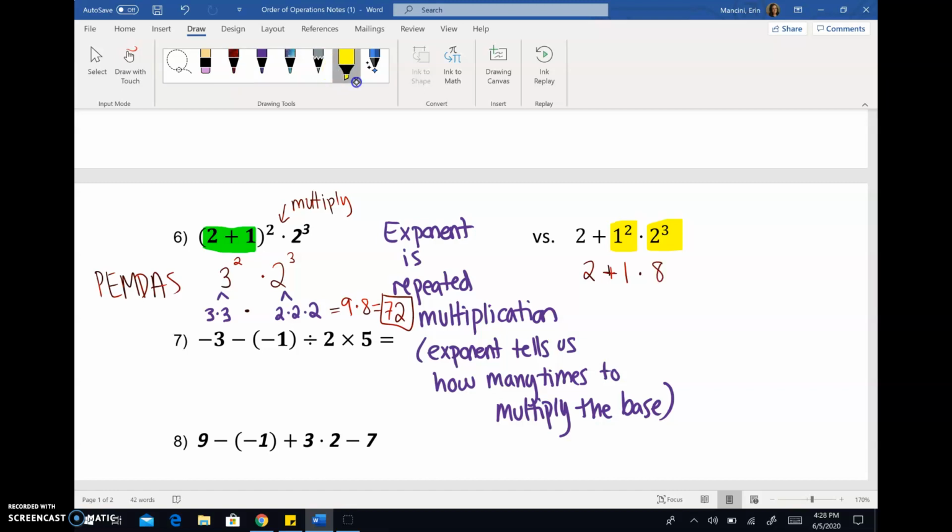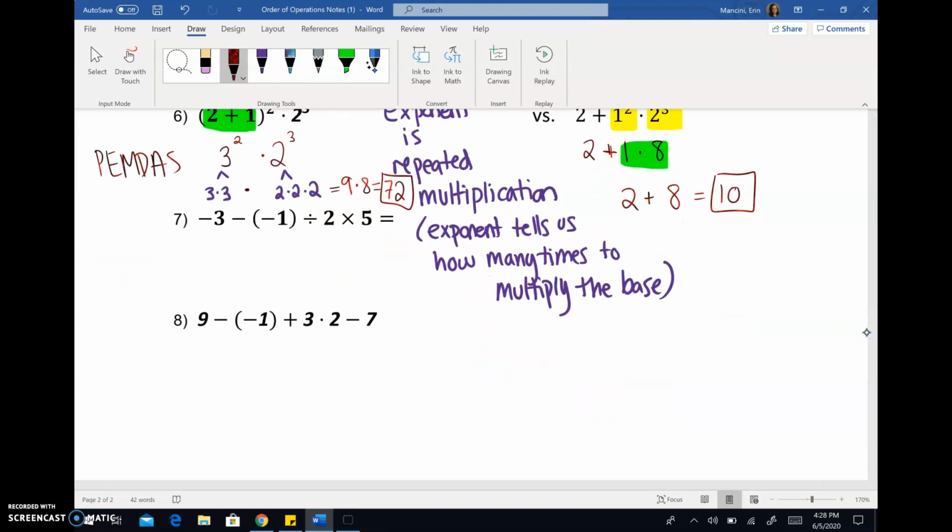Okay, then after you do that, well, multiplication comes before addition. So you're going to do 1 times 8 next. So it's going to be 2 times 1 times 8 is 8. And then finally do the addition. 2 plus 8 is 10. Okay, so you get a different answer for these two problems because of order of operations. Parentheses come before exponents.